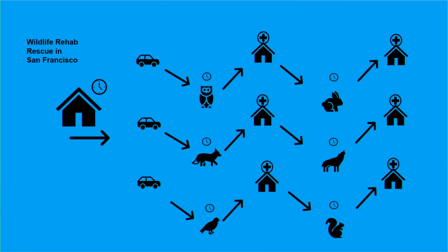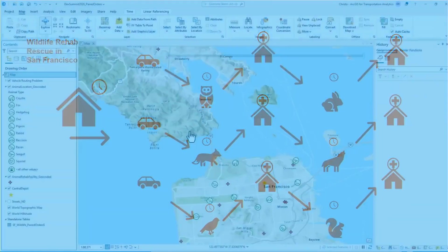Without paired orders, the solver might optimize purely for efficiency and accidentally break these relationships. By defining each pickup and delivery with a shared pair ID, we allow the solver to optimize the entire route network while ensuring each animal reaches the right care center. So in this demo, we'll work with 10 of these rescue pairs in ArcGIS Pro. So let's get started.